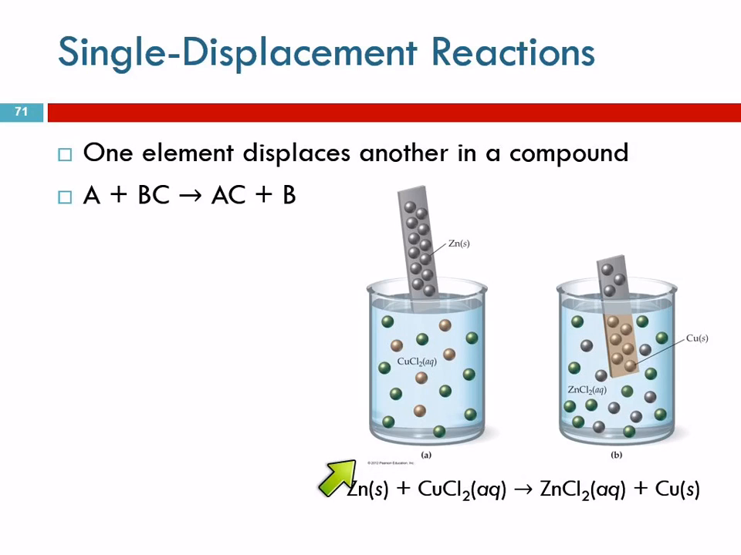Here's the chemical example. Here's zinc all by himself. Here's copper in a compound with chlorine. In this reaction, the zinc is displacing the copper. Now the zinc is in the compound, and the copper got kicked out. Okay, that is a single displacement reaction.